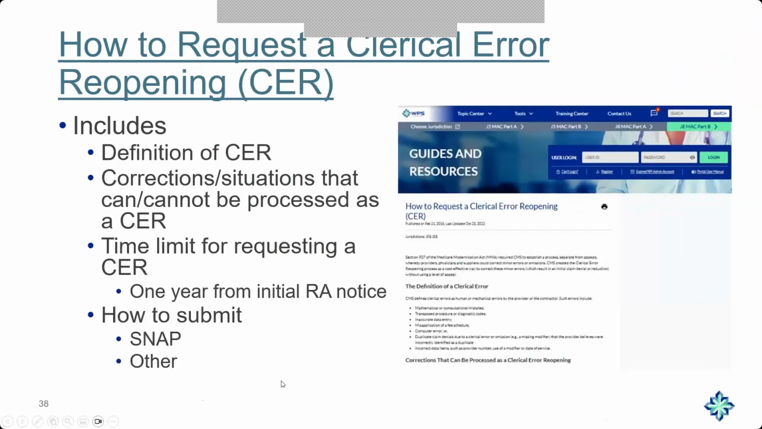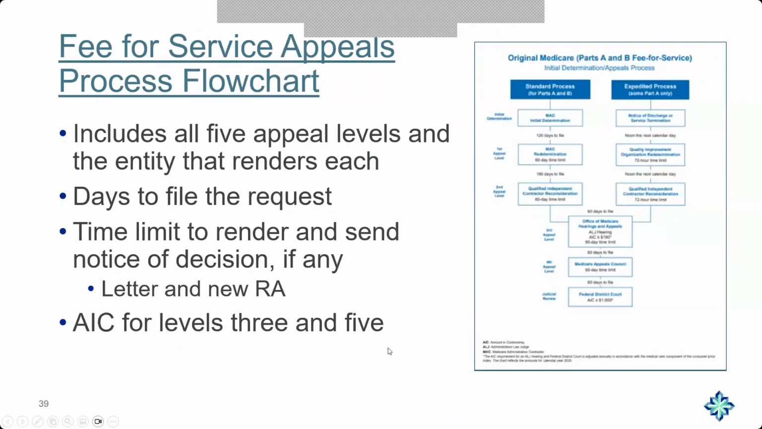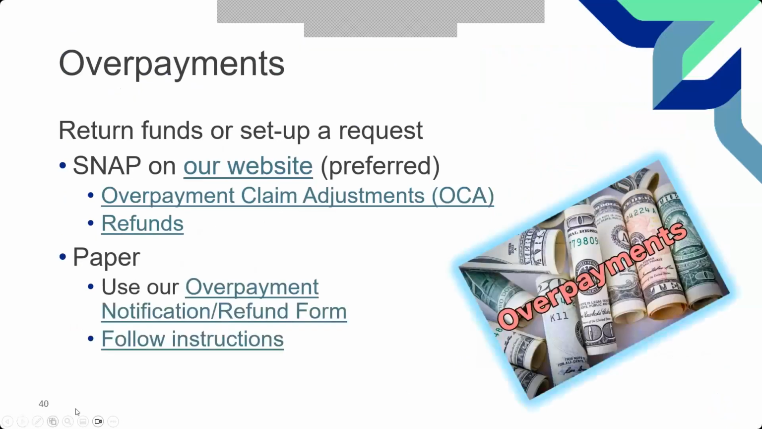This is information on the clerical error reopening. I showed you this earlier. You do have 1 year from the initial remittance advice notice to submit a clerical error reopening. This is just some information on the 5 levels of appeal, and for 2 of those 5 levels, the amount of controversy you need to reach in order to submit that appeal. I like this flow chart because it tells you how many days you have to file the request, and for all but 1 level of appeal, it tells you how many days that entity has to render their decision and send you that notice. So this is just a helpful tool related to when you need to request an appeal.